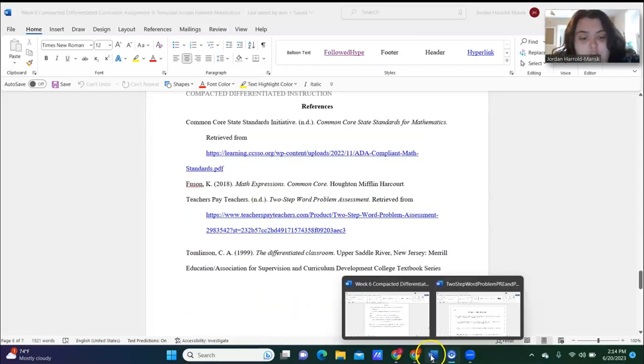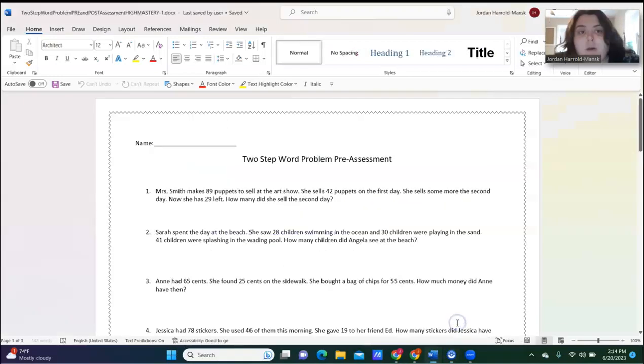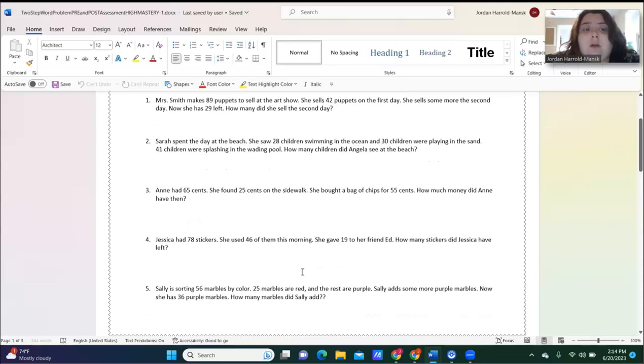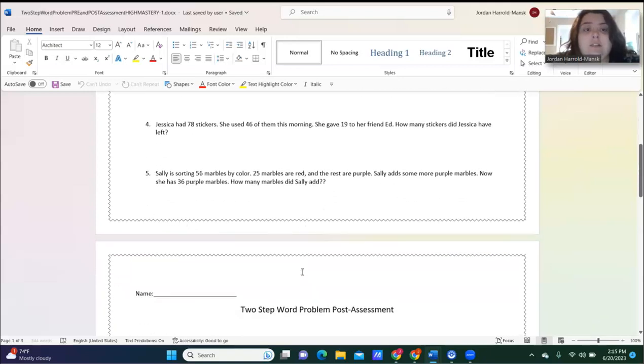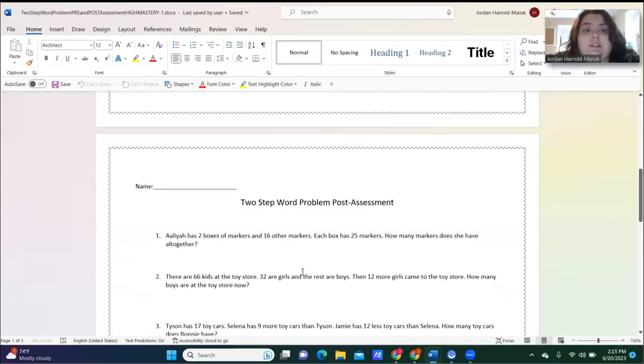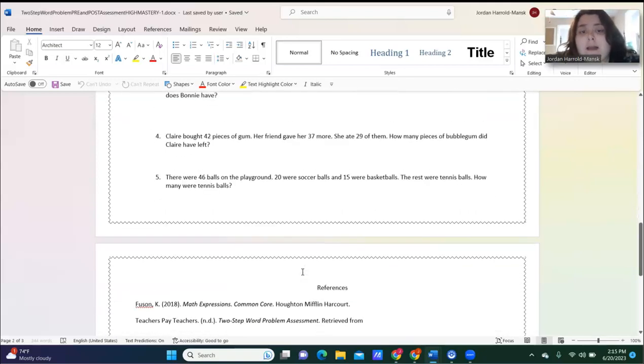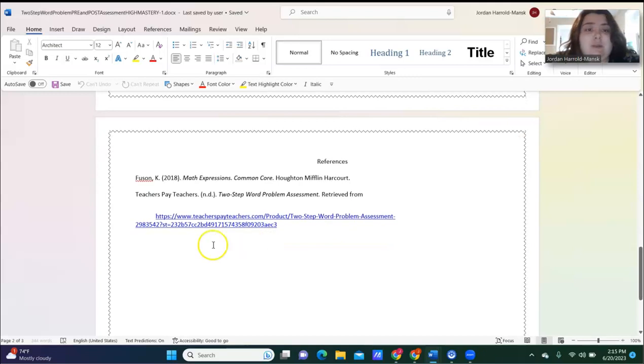And then I wanted to show my pre and post assessment. So this is the pre and post assessment. Each were 5 questions utilizing higher numbers. The questions are similar, but as you can see, they are different, and students would come up with their own problem on the back. So thank you for listening to my presentation.